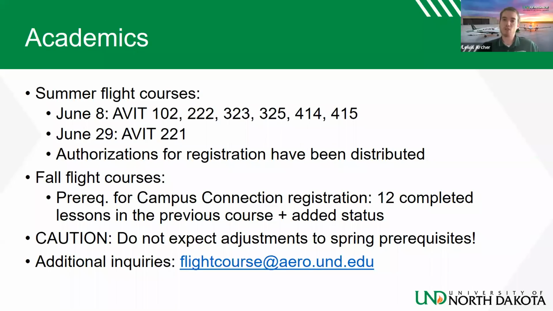As far as our fall flight courses, the prerequisite has been relaxed for registration, so we will allow Campus Connection registration for a fall flight course as long as you have 12 completed lessons in the previous flight course and you have a status of added in Ames. If you are on a wait list in Ames for a fall flight course, we're going to continue to evaluate where we can make adjustments so that we can accommodate as many students as possible. But for the time being, you'll have to stay on the wait list until we can get all that figured out.